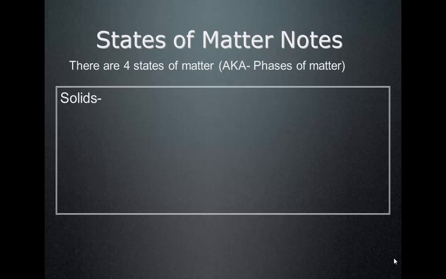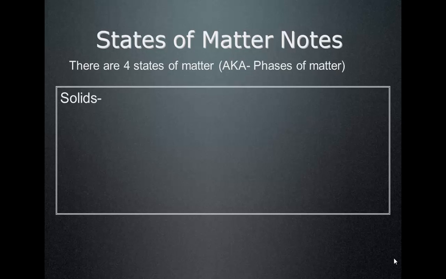When we talk about states of matter, another term we might use is phases of matter. They mean the same basic thing: states of matter, phases of matter. And there are 4 states of matter.